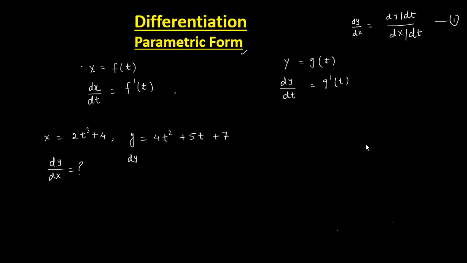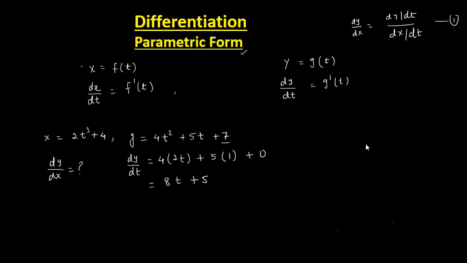So dy over dt is 4 times the derivative of t square. Let us use the power rule. The derivative of t square with respect to t gives us 2 times t, plus the derivative of 5 times t gives us 5 times 1, and the derivative of a constant is 0. So dy over dt simply becomes 8t plus 5.